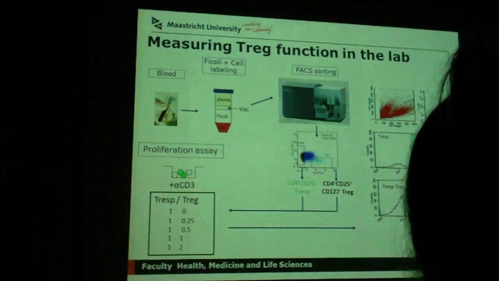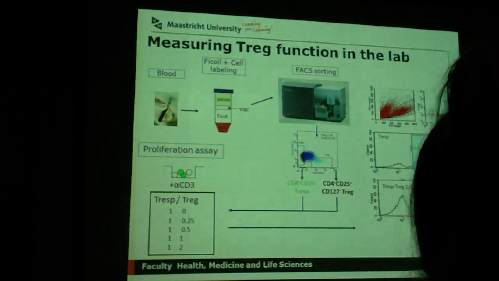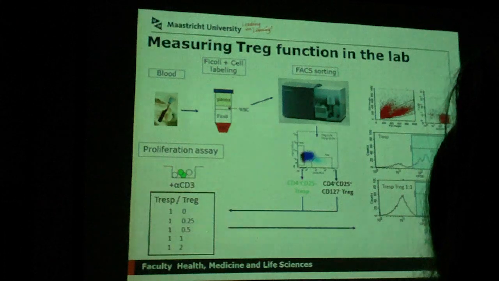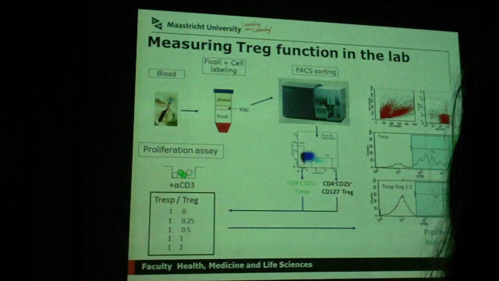This is when you culture responder cells alone, so in the absence of Tregs. When you add Tregs, proliferation is lower. So these cells can really inhibit proliferation of the responder cells. Clear?